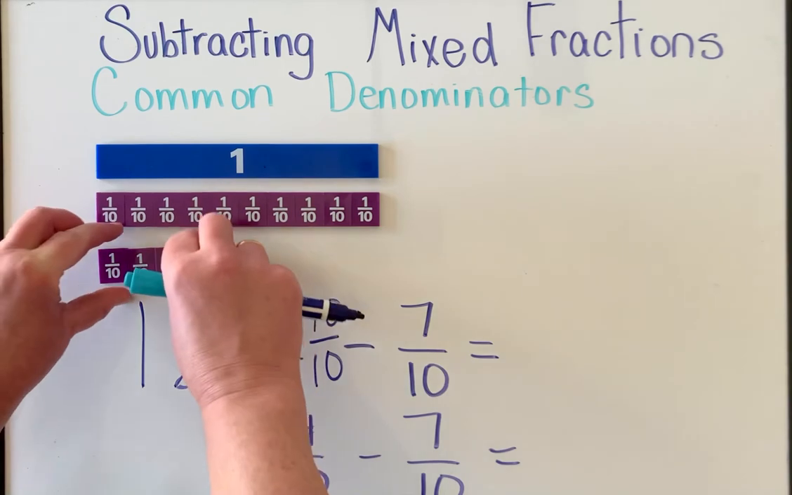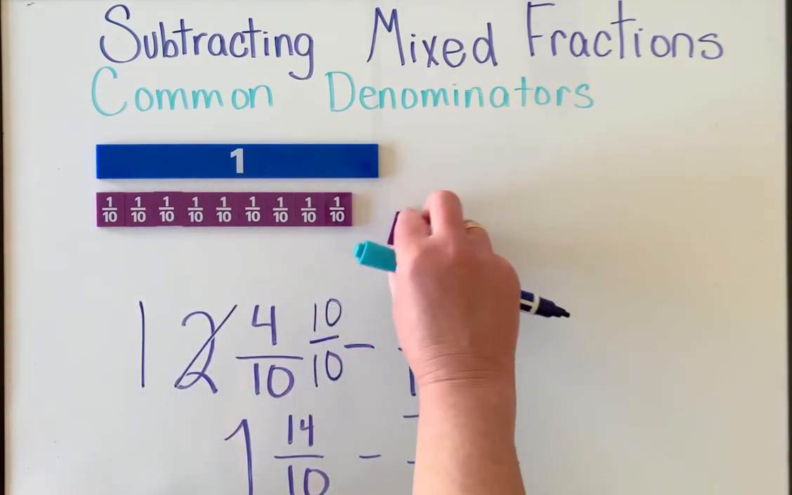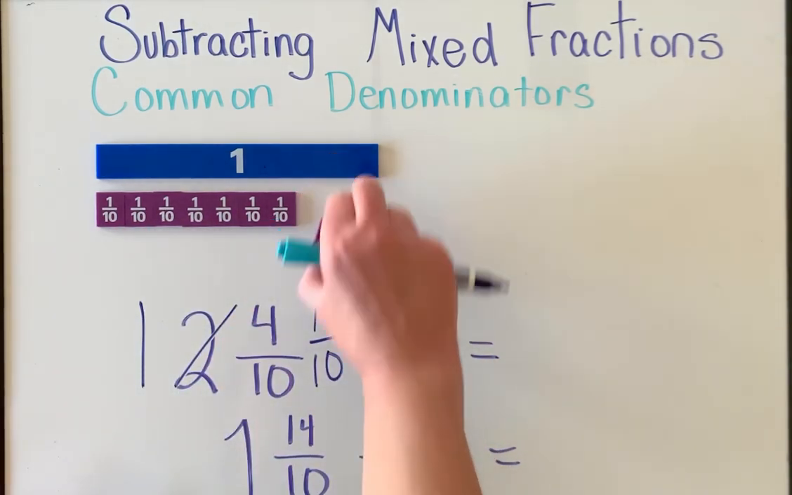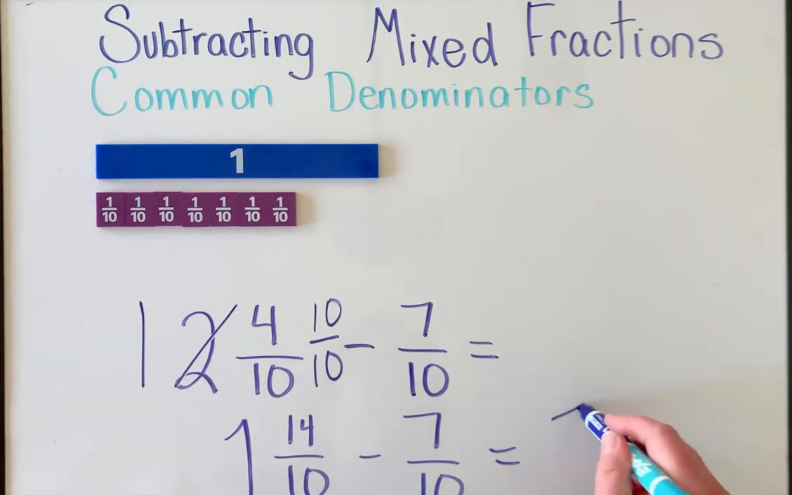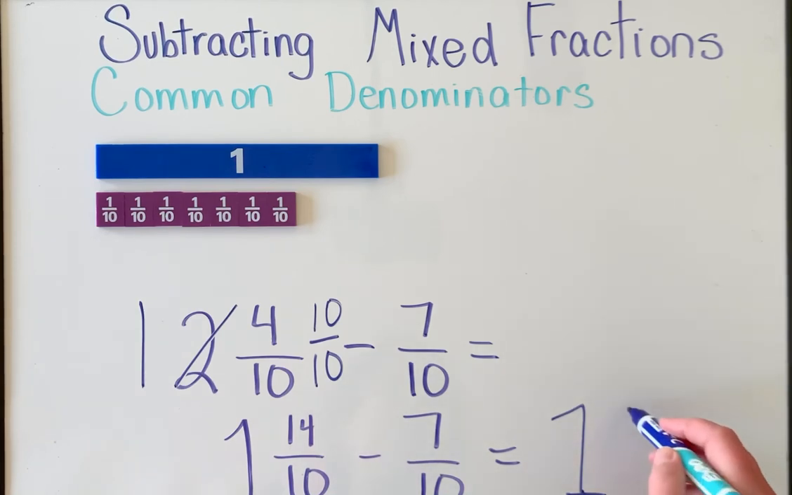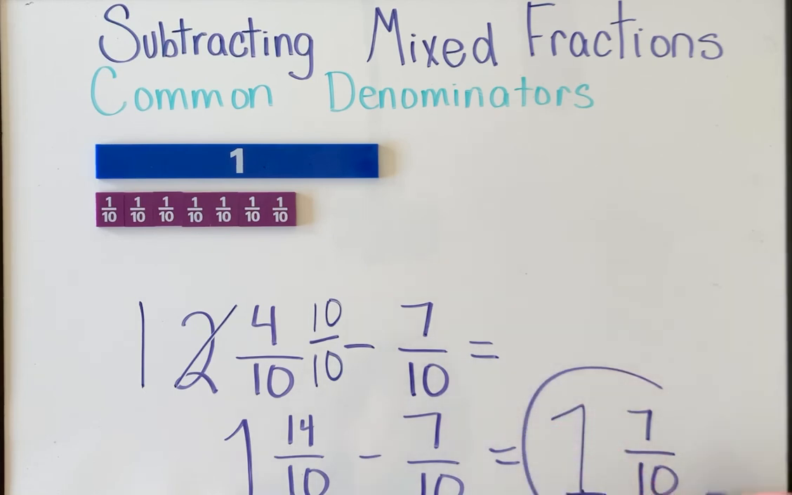Let's do that now. So here's 4, 5, 6, 7. When I did that, that left me with 7/10 left. So now I can do my math. So now I have 1 whole and I don't have any other wholes to subtract. It's still there. And then 14 pieces minus 7 pieces left me with 7 pieces. And again, the size of my piece did not change. Denominator stays the same. Okay?